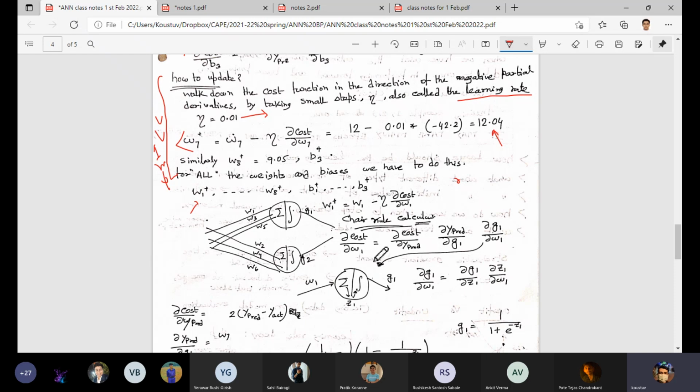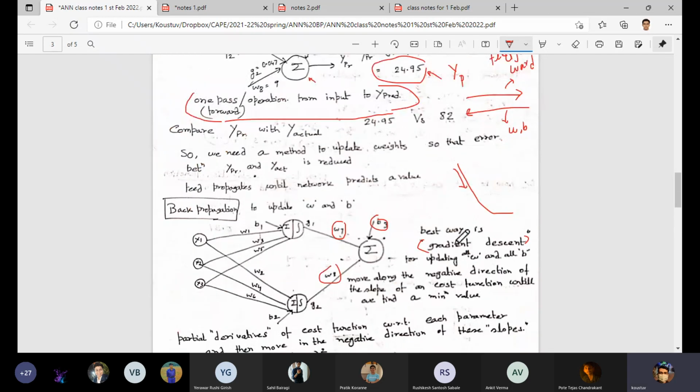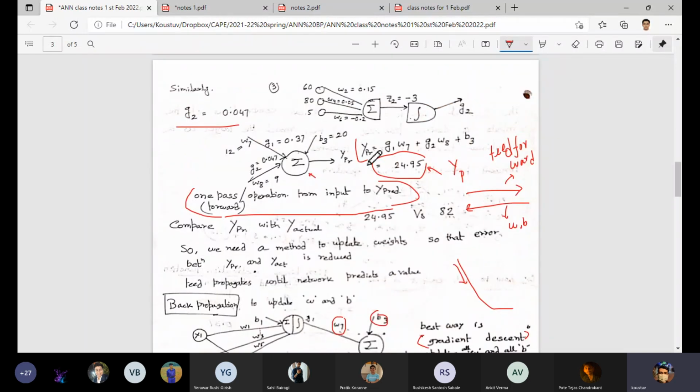So del cost del W1 is nothing but del cost del Y predict, because the cost function is a function of Y predicted. Now Y predicted is also a function of G1, right? In the forward direction calculations, we have seen that Y predicted is the linear summation of this, isn't it? So Y predicted is a function of G1, not only G1, but G2 and G3 also, B3 also. So basically it is a function of all this. But G1 is there.